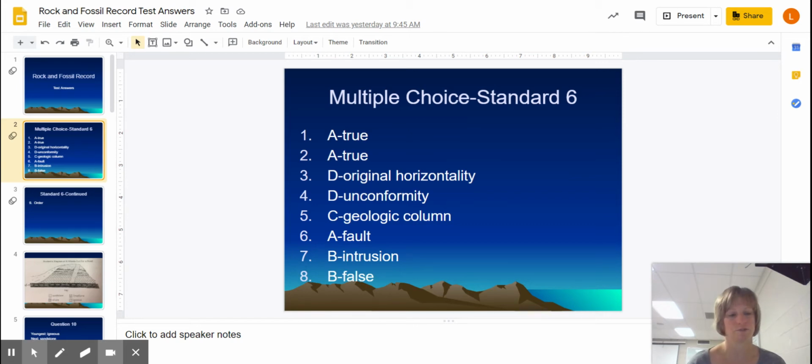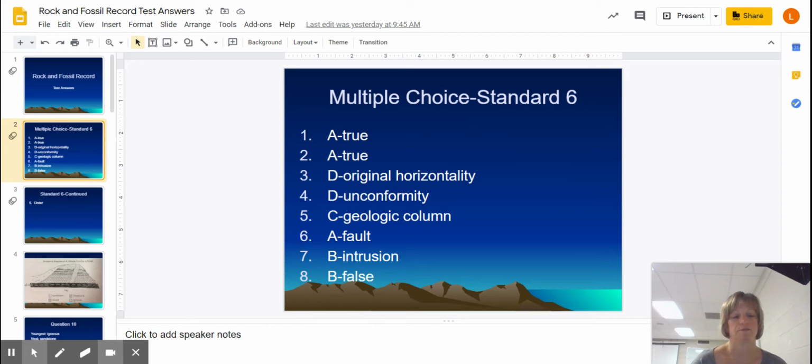Number 3, the answer is original horizontality. That's the principle that explains in the first place that rock layers are deposited flat. Now, when we were building our geologic columns, we started to understand what an unconformity is. In one word, you would say it's a gap, and that's the right answer to number 4. It's an area where something's been eroded away, and it makes you go, I wonder what used to be there. And then number 5, the geologic columns that we built are tools that scientists use to answer the question, what used to be there? So number 5 should be C, geologic column.